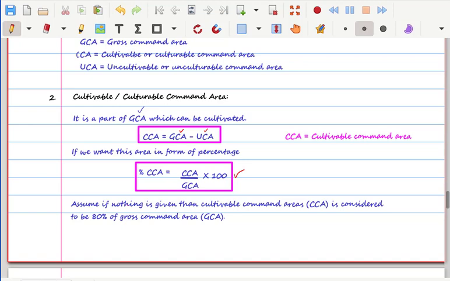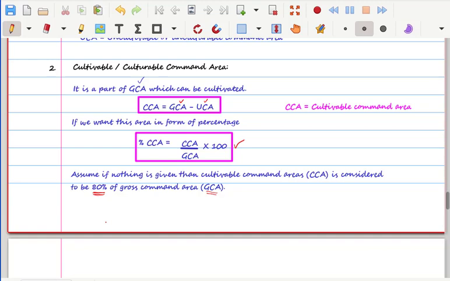Another important point you need to remember is that if the cultivable command area is given to you, then it's okay. But if the cultivable command area is not given to you, then you can consider cultivable command area as 80% of the gross command area, right? If it is not given, you can assume the cultivable command area as 80% of the gross command area.